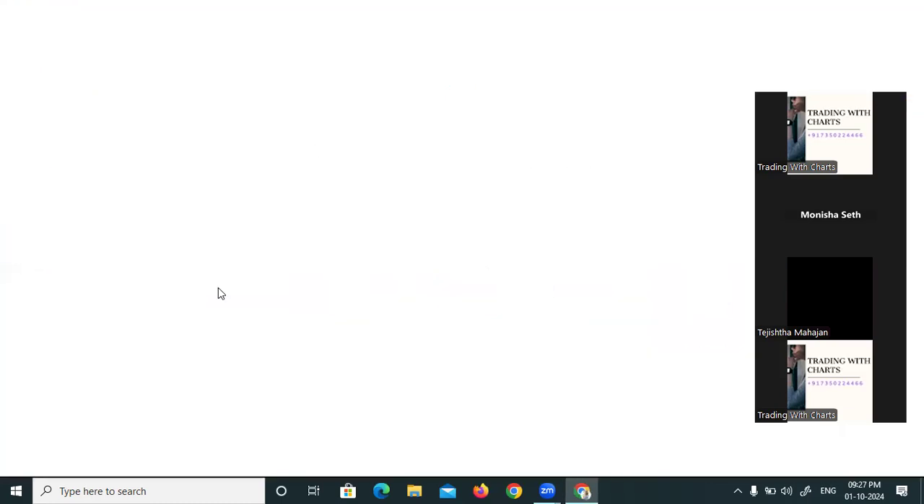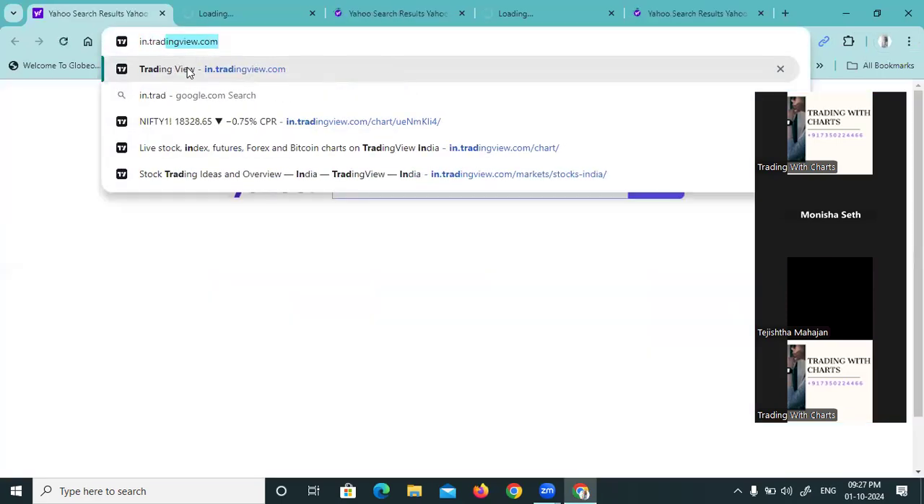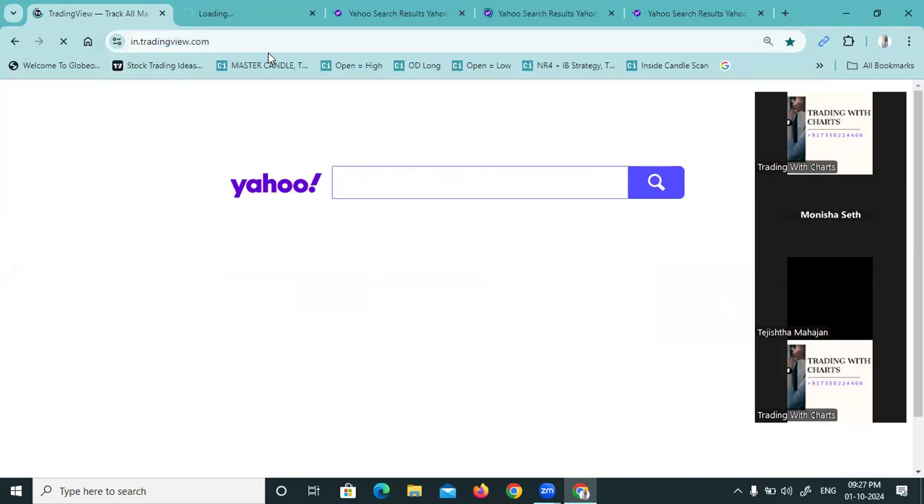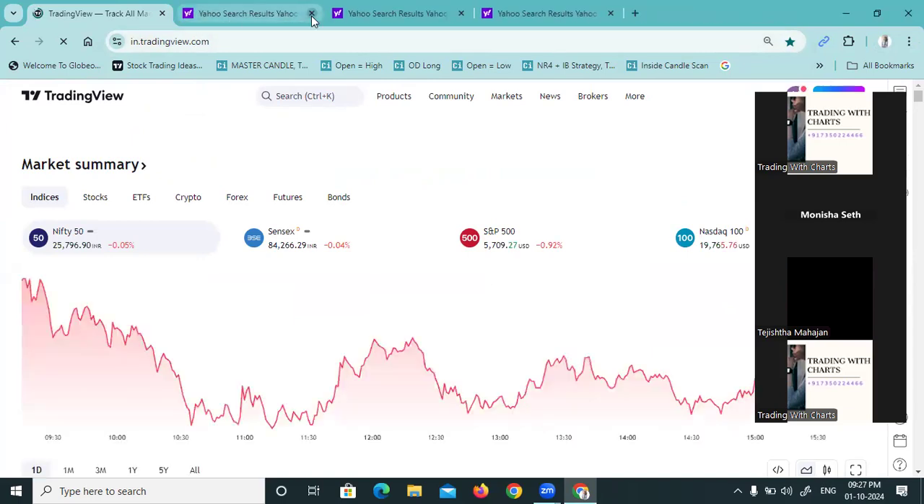So can you see my screen? Is my desktop visible to you guys? Okay. So you can note down this web address. It is in.tradingview.com. You can create an account, you can sign up here. There is free access on this. You will get free access, you just need to sign up. Okay, in.tradingview.com.